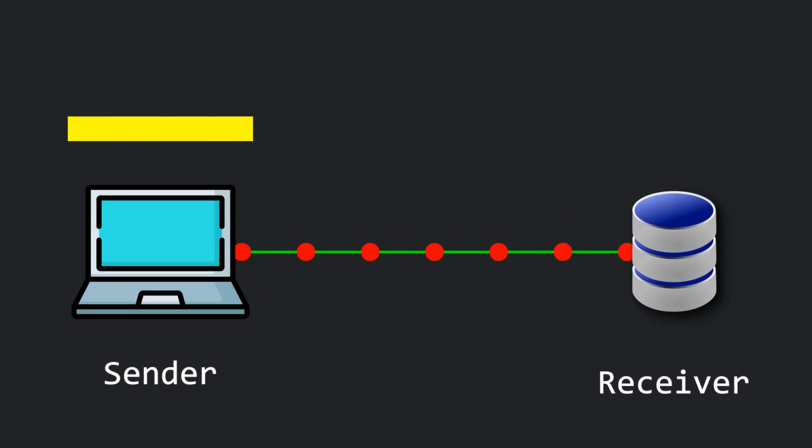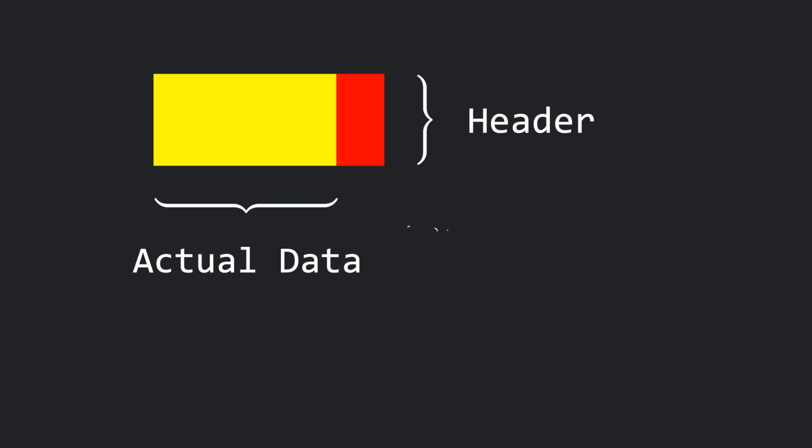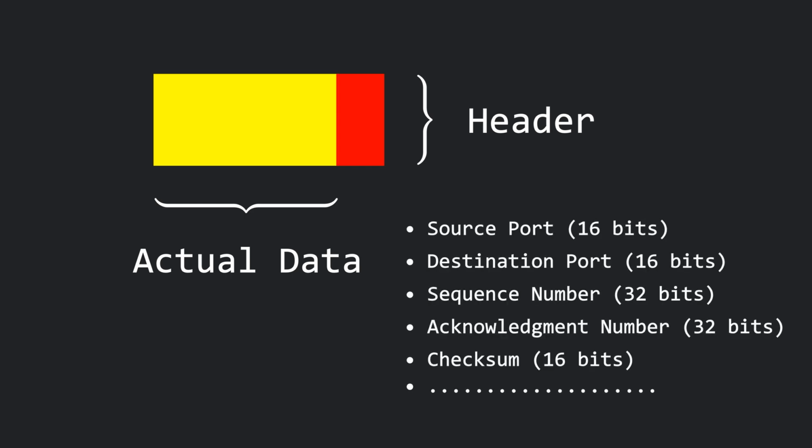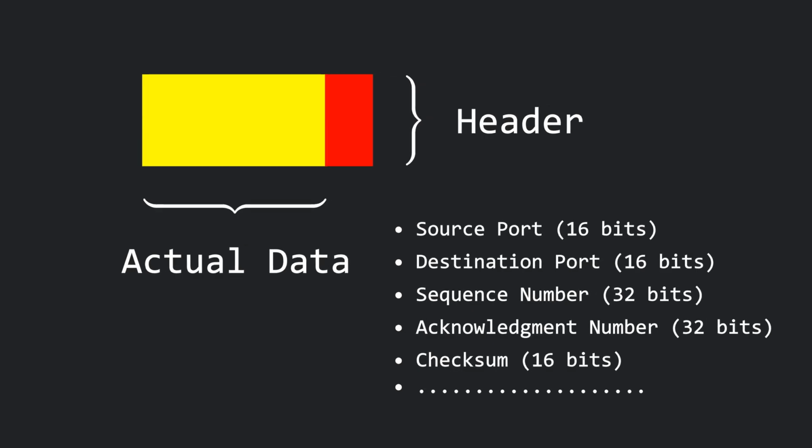Next, when the sender is ready to transmit data, it breaks the data into smaller chunks called packets. Each packet gets a header added to it. In our animation, the yellow part represents the actual data, while the red part is the header. This header contains information like source and destination ports, a sequence number, and a checksum for error detection.